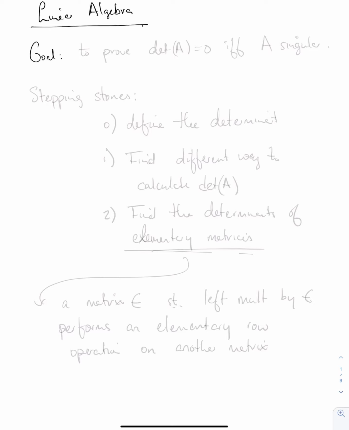Our goal for this lesson, and many of the lessons to come, will be to prove that the determinant of a matrix A is 0 if and only if A is singular, as in A does not have a multiplicative inverse. Like most things, there will be many steps. Here are stepping stones to that fact. Of course, we need a definition of the determinant.